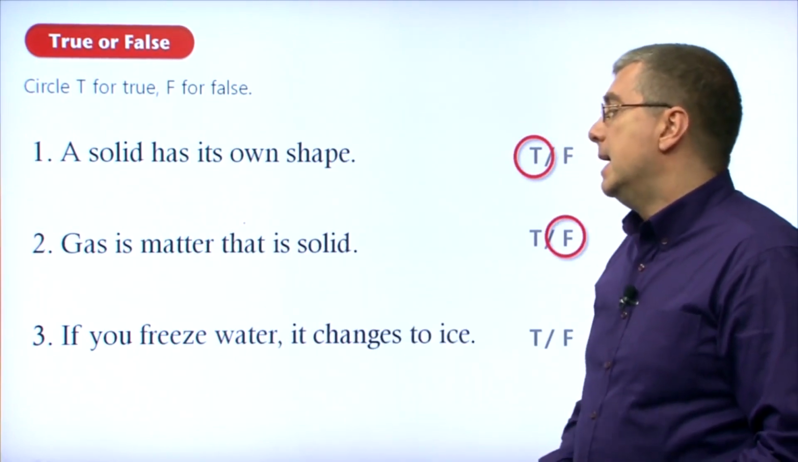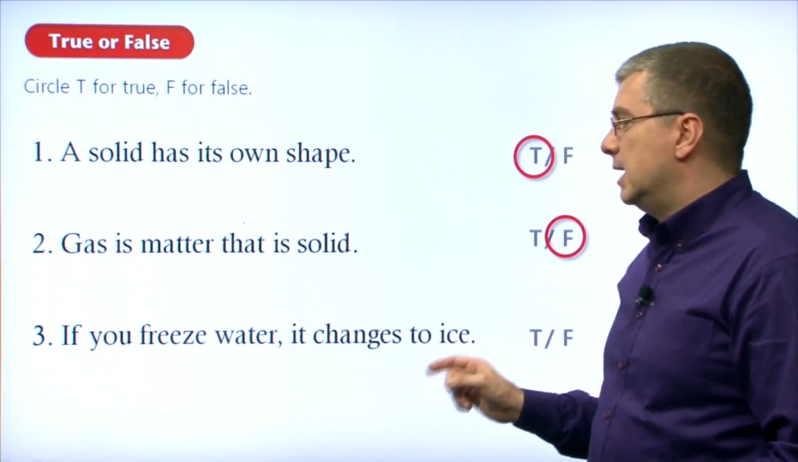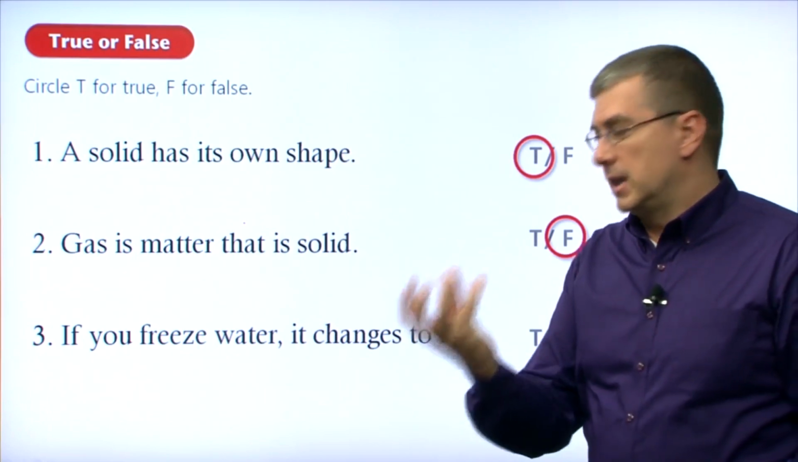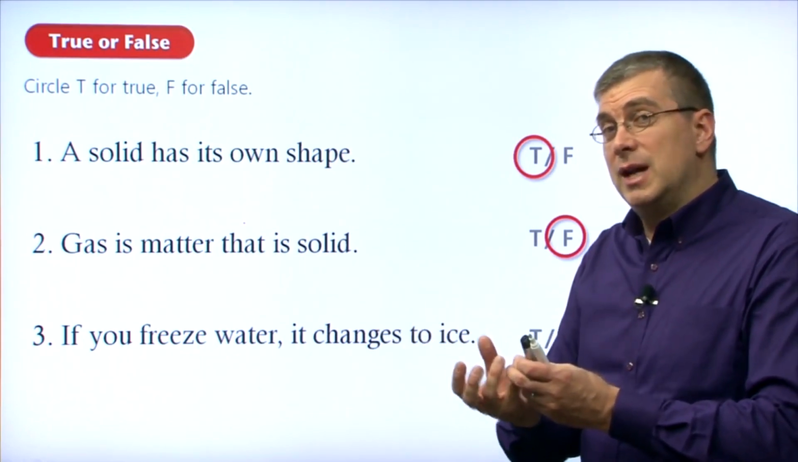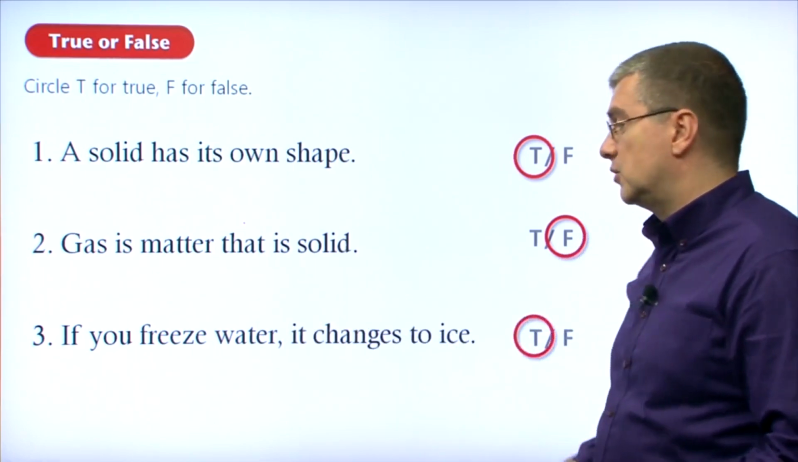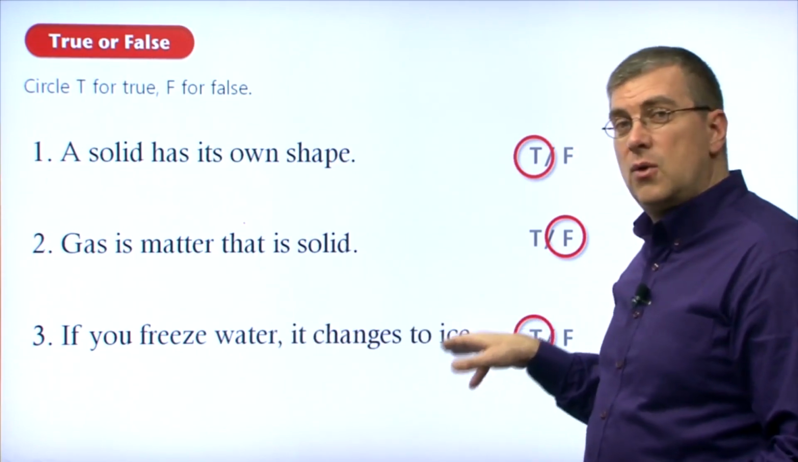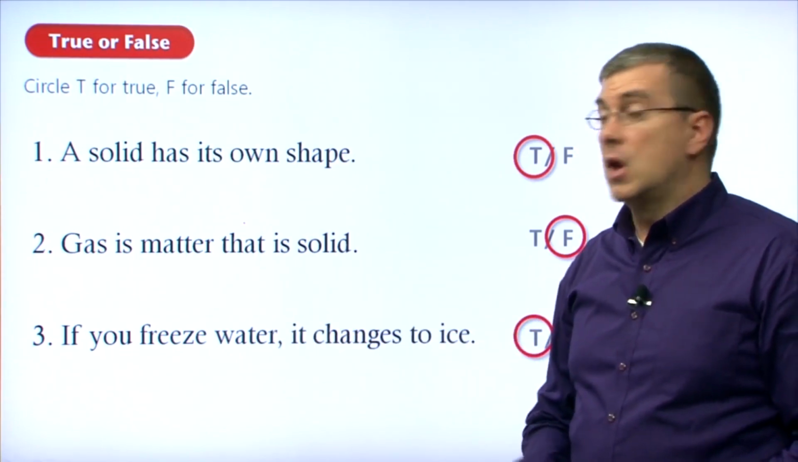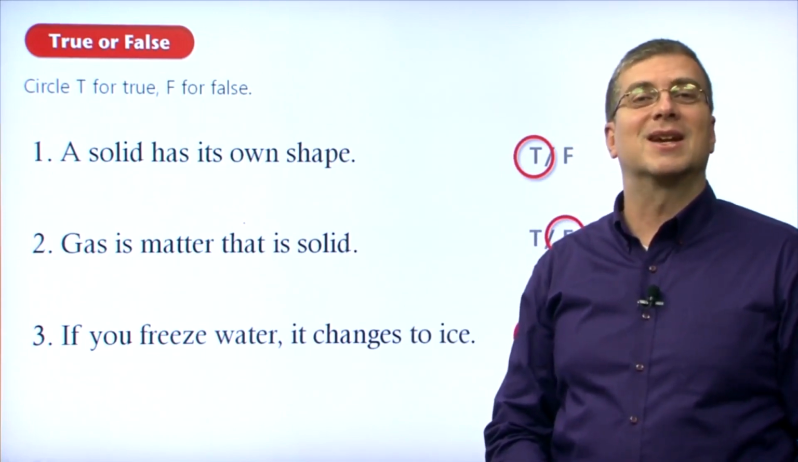Number 3. If you freeze water, it changes to ice. So if you have a liquid, water is a liquid, and you freeze it, you reduce the temperature, it becomes ice. Is that true or not? That is absolutely true. So if we reduce the temperature of water, it changes to a solid form, and that is ice. Okay, that wraps up our vocabulary section and learning about these ideas and concepts.